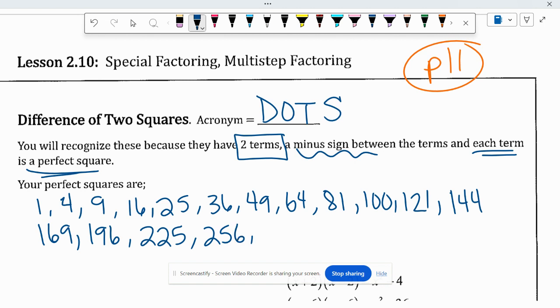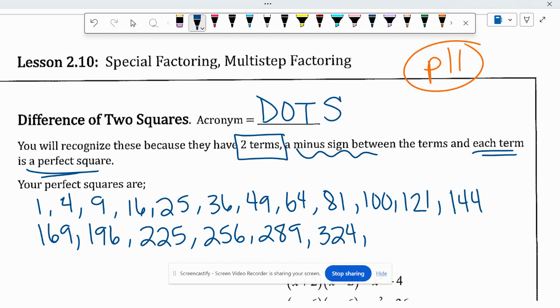17 times 17, I always mess that one up. I think it's 298 or 289. 17 times 17, 289, I think. Someone check that. 17 times 17, 289. Just look at your times table. Yeah, okay. 18 times 18, 324.